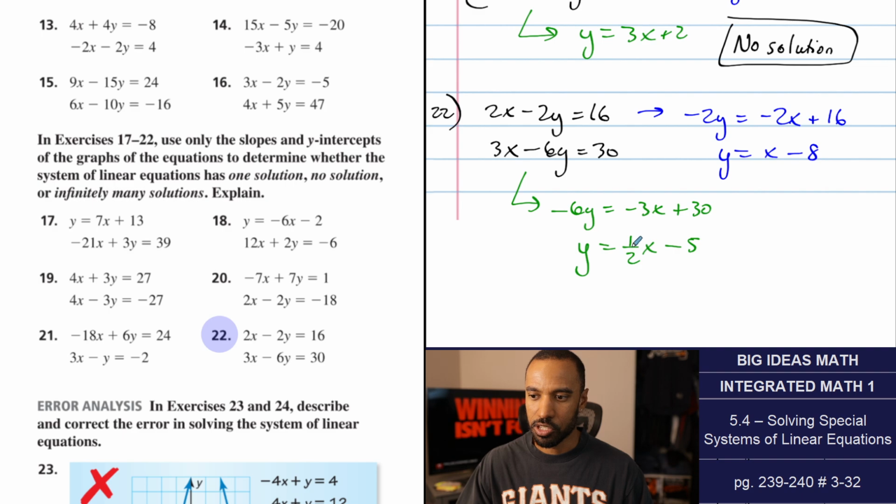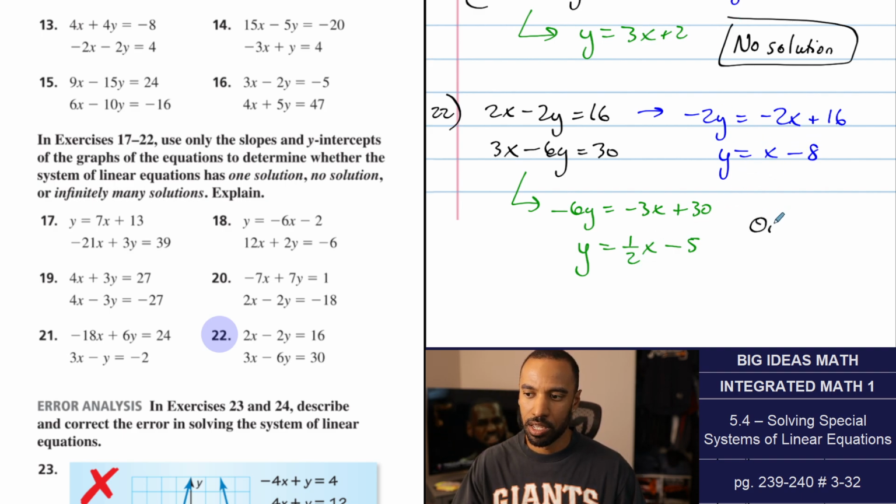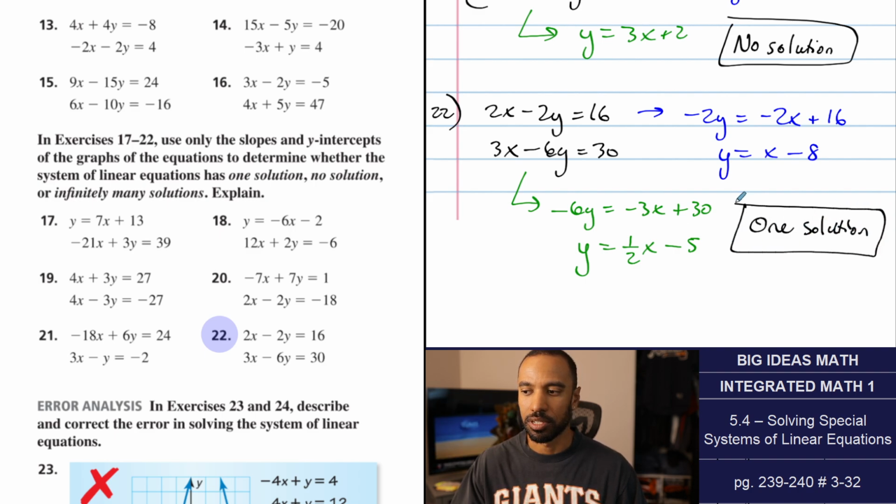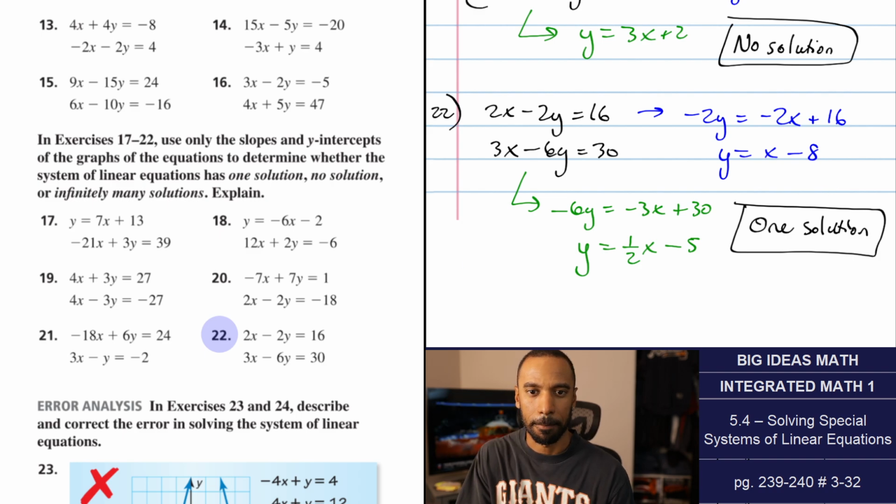This is a slope of 1. This is a slope of 1/2, so it doesn't matter what the y-intercepts are. Different slopes means one solution. They'll just intersect once. What is that solution? They didn't ask us to find out. So that's all we're getting from that.